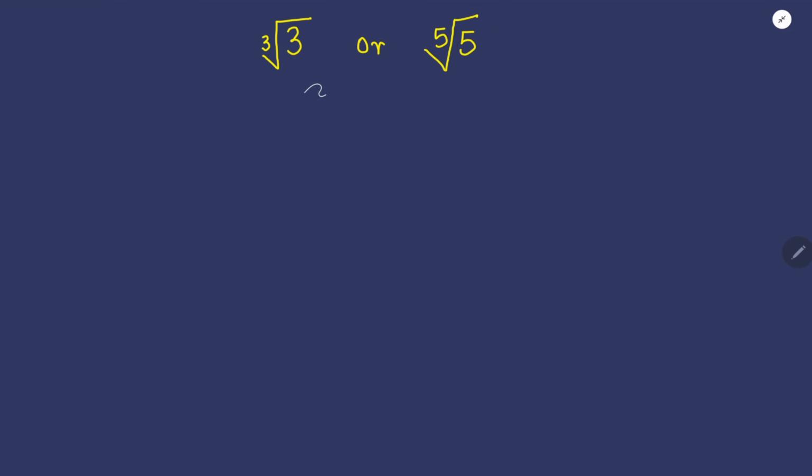So in this question, we need to find which is larger, this or this. Which is larger among these? Whenever we get this type of question, it is 3 raised to power 1 by 3, cube root of 3, and this is 5th root of 5. It's very hard to calculate cube root of 3 and 5th root of 5.